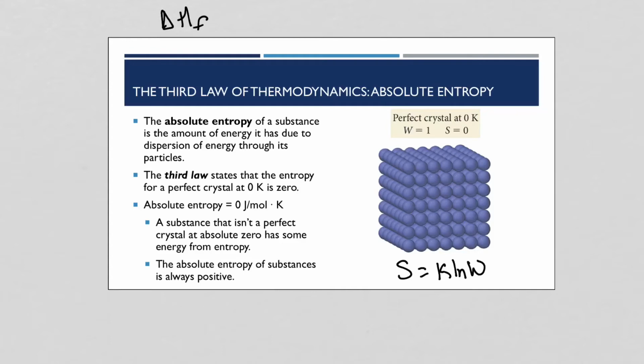And so the absolute entropy of a substance is the amount of energy it has due to the dispersion of energy. So everything that is not a perfect crystal at 0 Kelvin will have some amount of entropy, and everything is relative to this 0 point. With that being said, one thing to keep in mind is that all of these entropy values will be positive numbers. No negative entropies here.